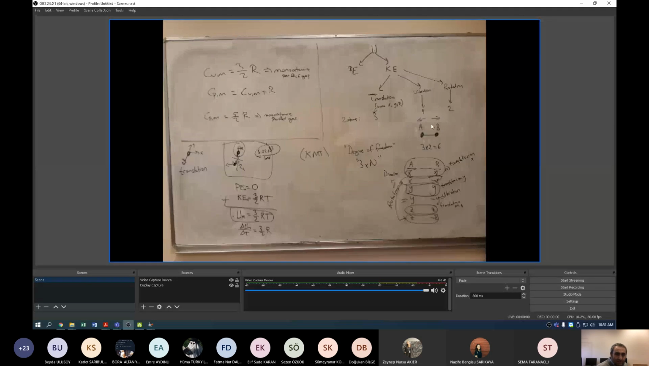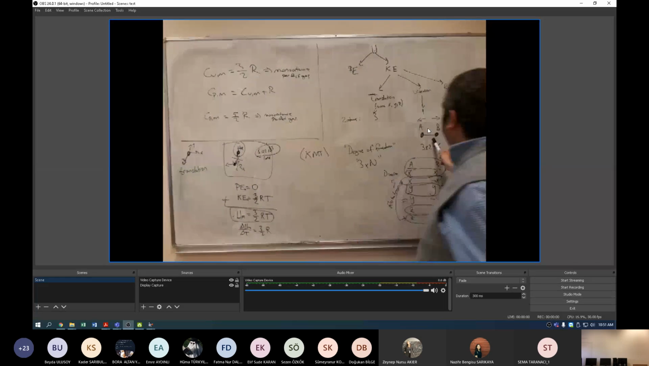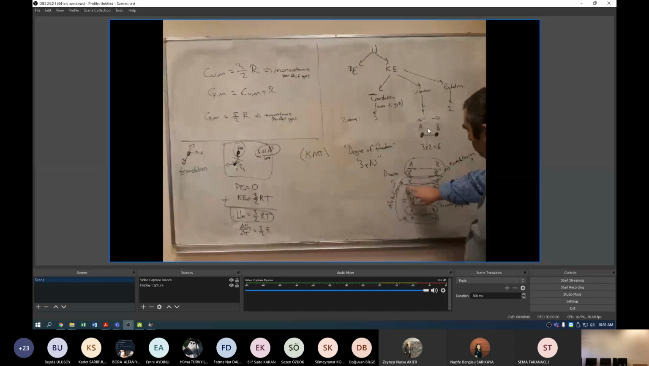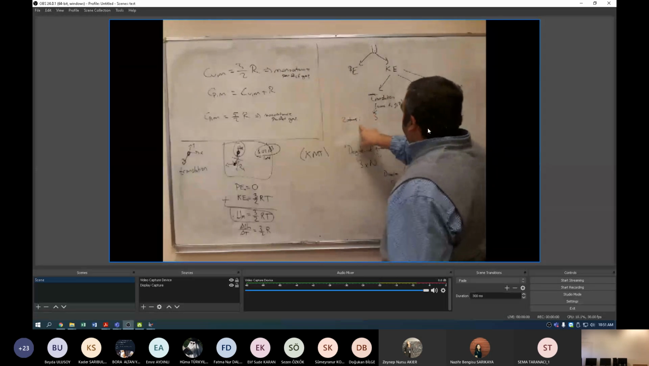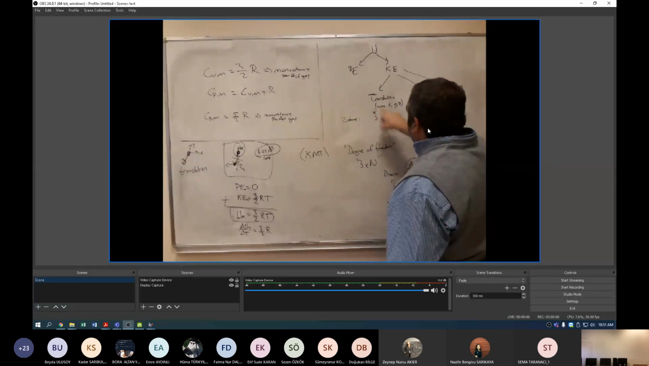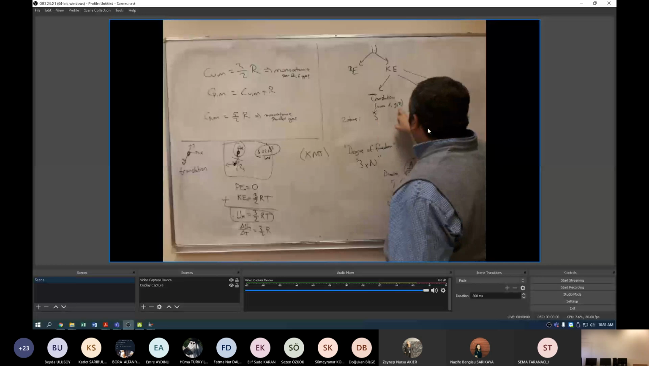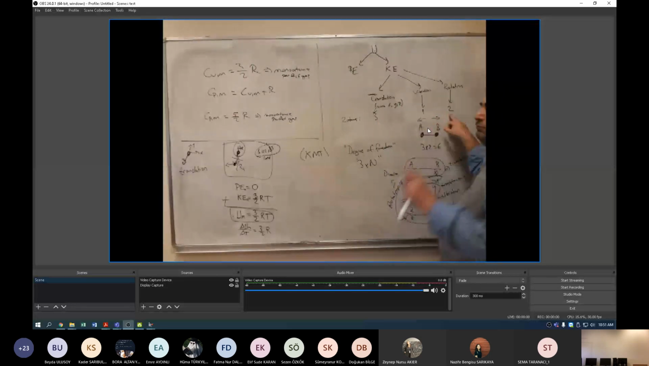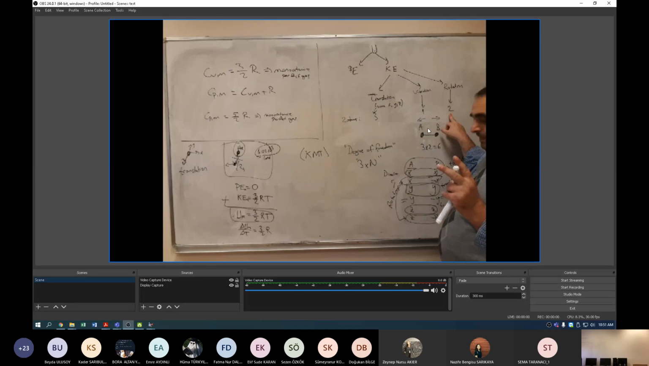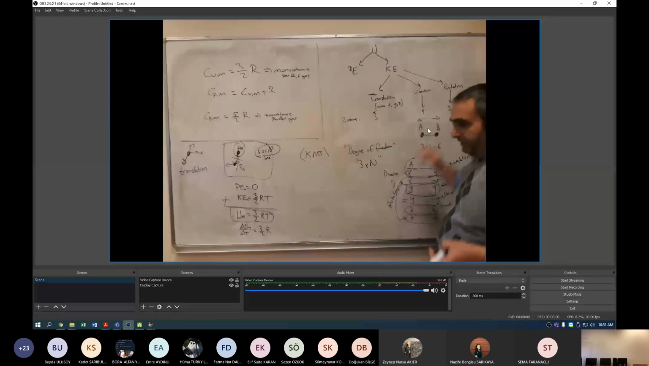So for my A and B, two atoms, I told that this is a rotation and this is a rotation. These three are translations and this one is a vibration. So for a two-atom molecule, I have three translations, X, Y, and Z, as I showed. I have one vibration and two rotations. So this is the degrees of freedom.